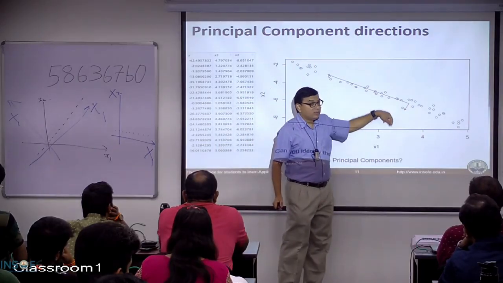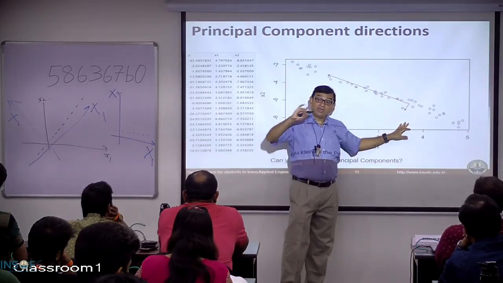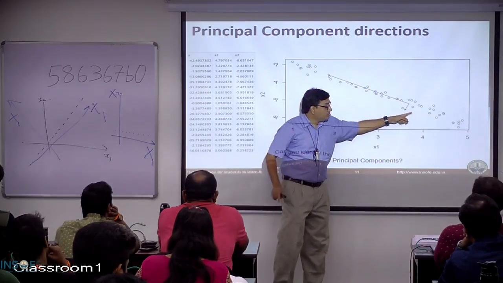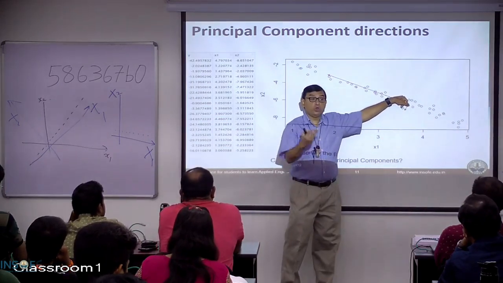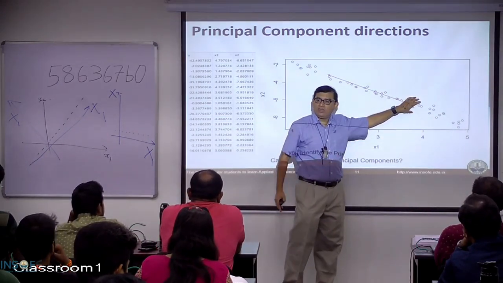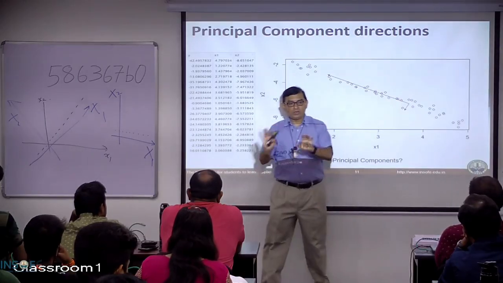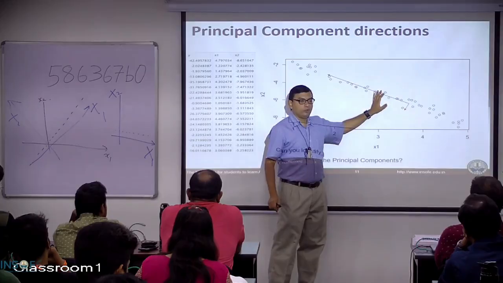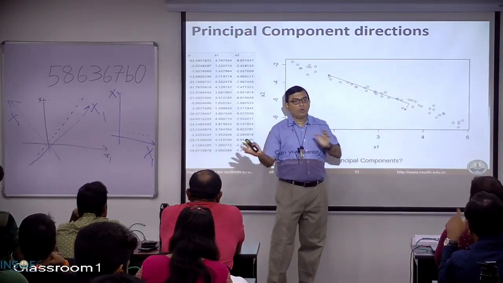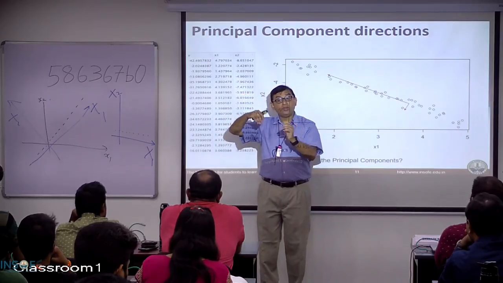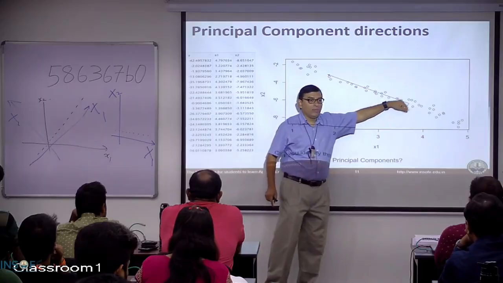This is the minor principal component. Unlike in the previous problem, in this direction there is a lot of variation. In the previous problem, in this direction there was no variation, but here there is some minor variation along this direction. The question now is, how do we compute this? How do we identify these axes? And how do we do the transformation so that in the transformed axis I can drop the minor principal component?